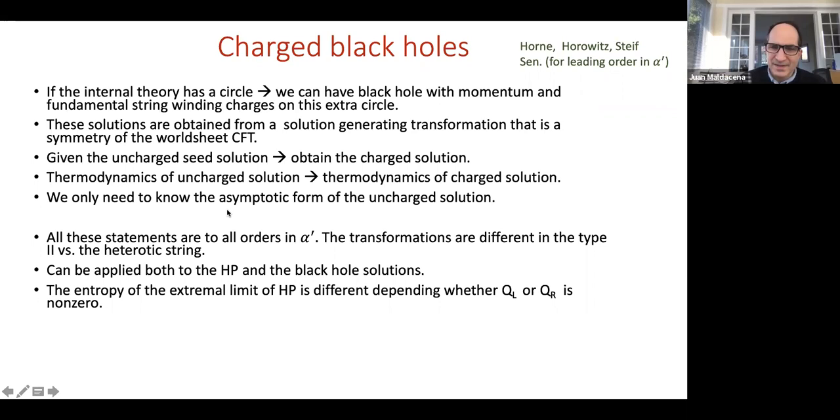And just to tell you that we are saying something non-trivial, the transformations are actually different in the type 2 and the heterotic string. So these transformations that are symmetries of the worldsheet CFT are different in the type 2 and heterotic string theory case. They differ by things which you could say are alpha prime corrections. So you can apply the symmetries both to the HP and black hole solutions. So in particular, you get the charged version of the HP solution.